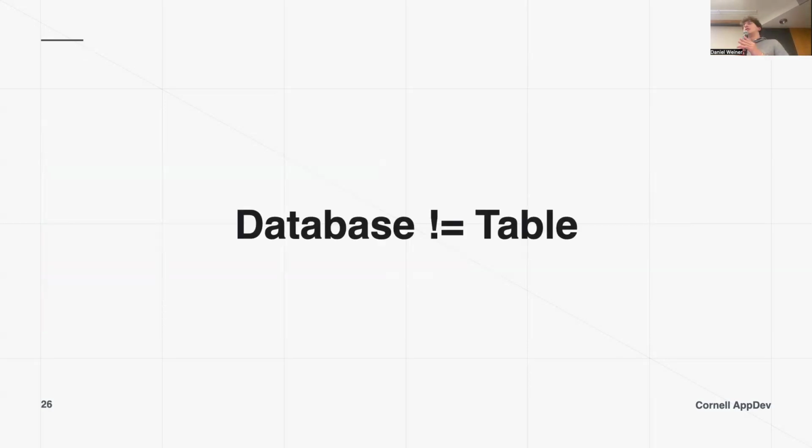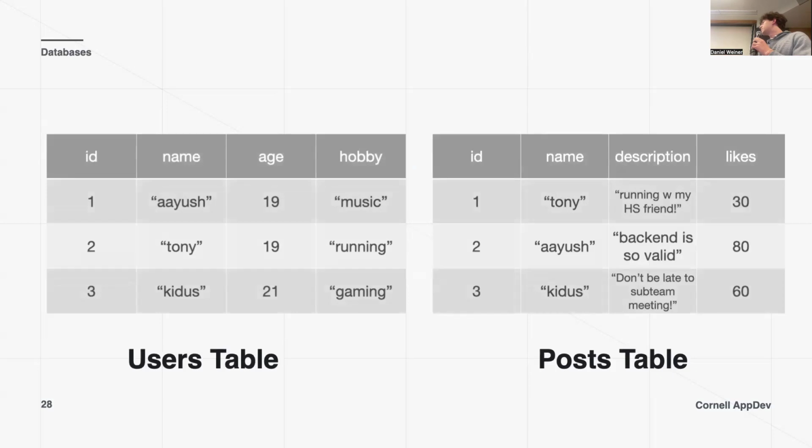And a database does not equal a table. That's a very important point that we want to stress. Databases are made up of tables and they consist of tables, but they are not the same. They are not a table themselves. A database is multiple tables. It's a collection of them.